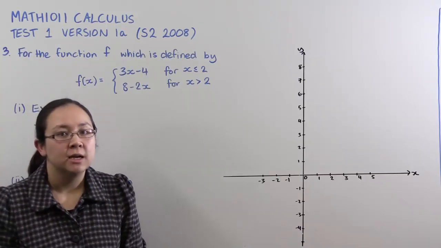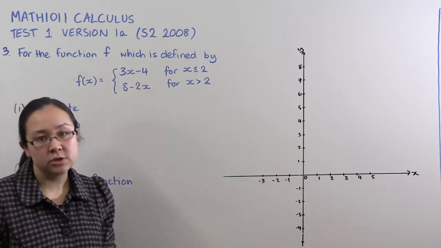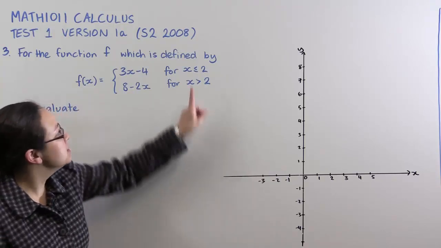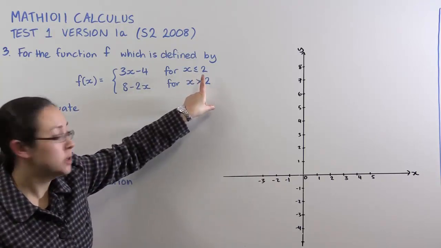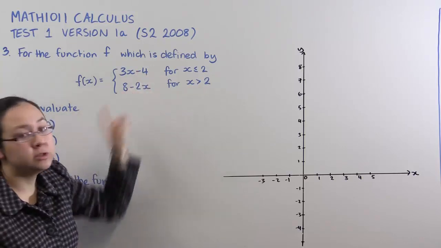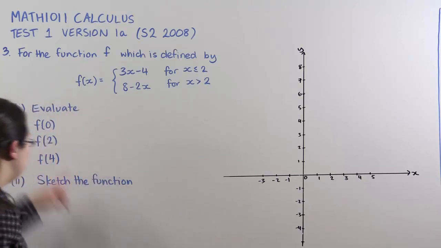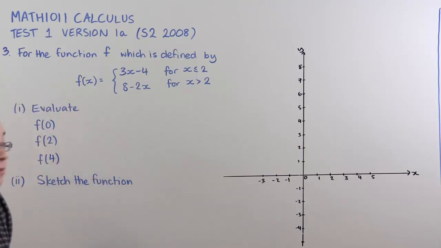Question 3. So question 3 gives us a function, but it's a split function. It has 2 different rules for different domains. It's saying when x is less than or equal to 2, use this rule, 3x minus 4. When x is bigger than 2, use this rule, 8 minus 2x. So we're asked to evaluate some function values as well as sketch the function.